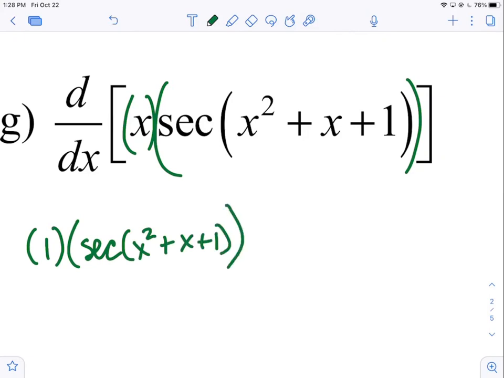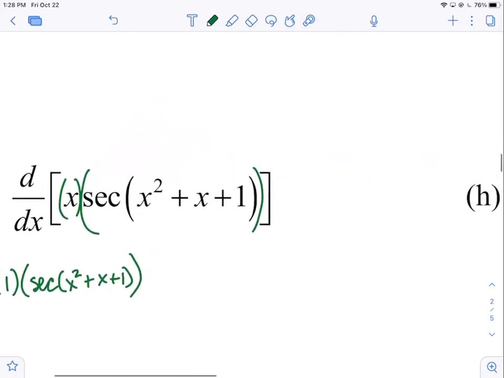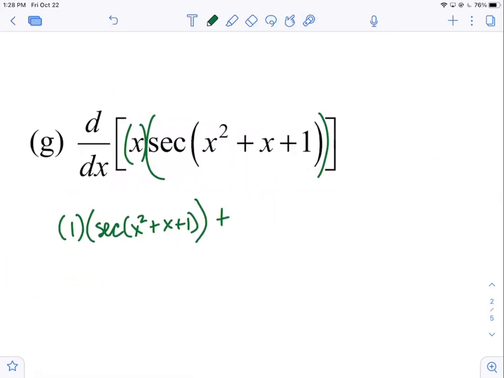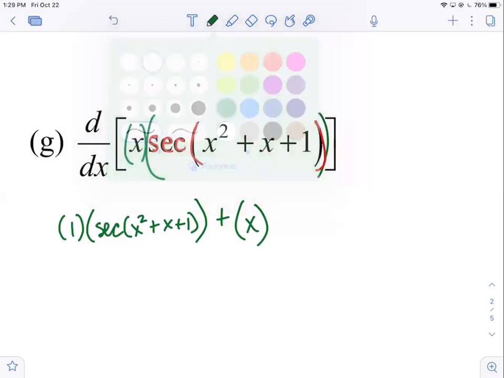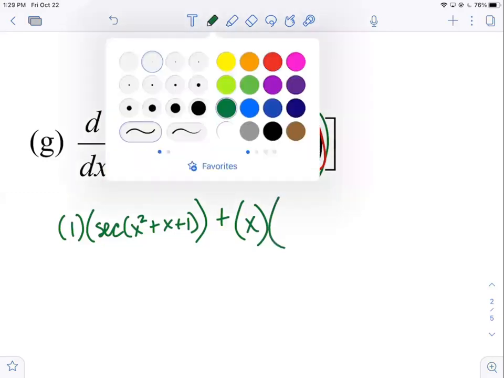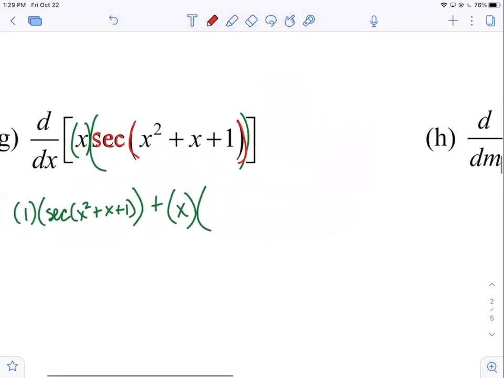Parentheses all over the place, okay? And then plus, now the x factor gets rewritten. And now it's time for the derivative of the second factor, which is secant of blob. So that's going to be a chain rule. This is a chain rule inside of a product rule. So let's see, what would be the derivative of secant of blob?